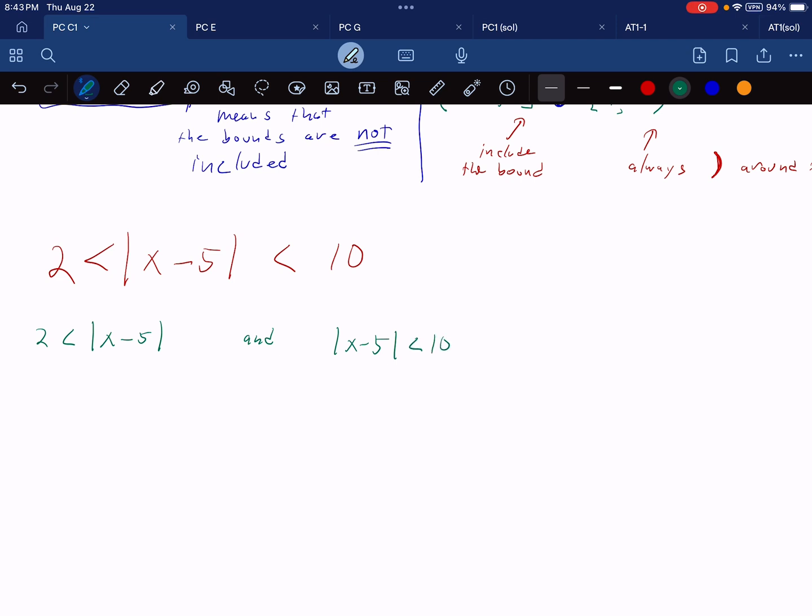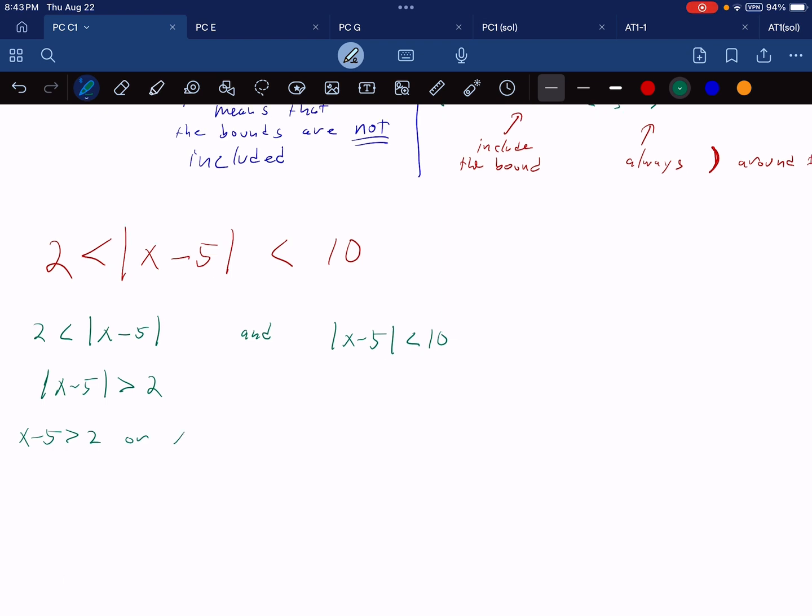Now we notice, well, I'm actually going to rewrite this one so the absolute value comes first. Absolute value of x minus 5 is now greater than 2. This means that x minus 5 is greater than 2, or x minus 5 is in fact less than negative 2. Let's just continue to solve this one. When I do that, I'm going to get x is greater than 7, or when I add the 5 over, x is less than 3. All right, so those are possible.